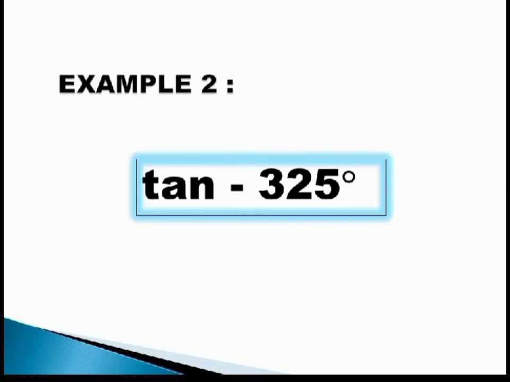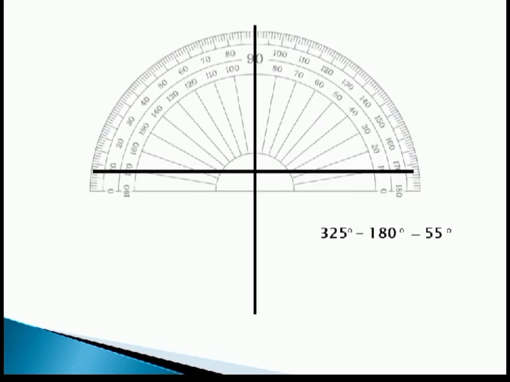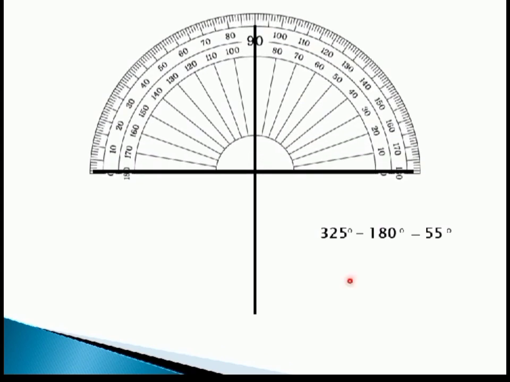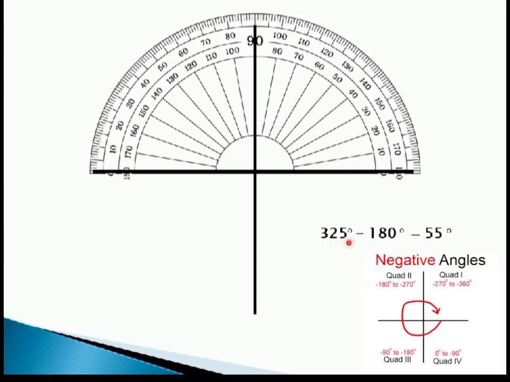Another example is tangent negative 325 degrees. We will draw a Cartesian plane and also use a protractor to measure the angle. Since the given is a negative angle, the movement is in a clockwise direction. So we will use quadrants 3 and 4, which measure 180 degrees, and subtract it from 325 degrees. 325 degrees minus 180 degrees is equal to 145 degrees.